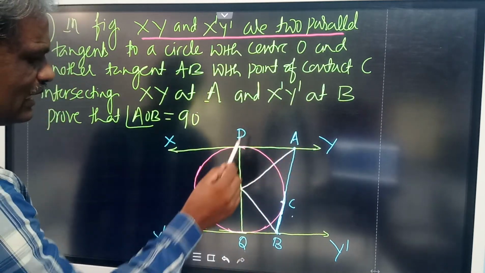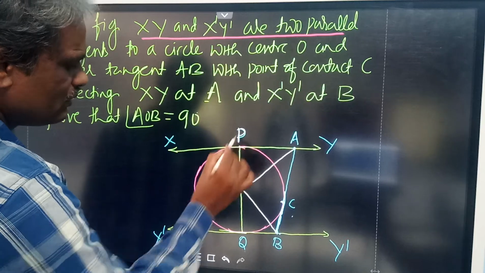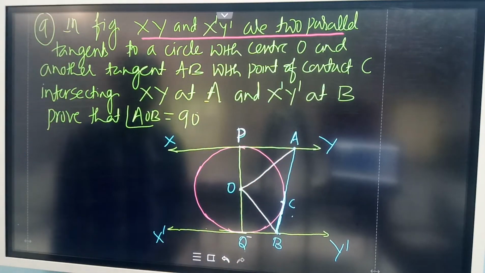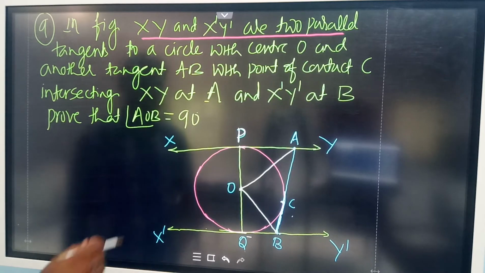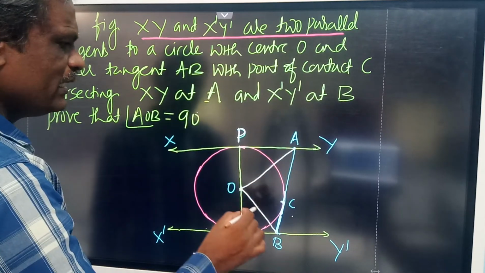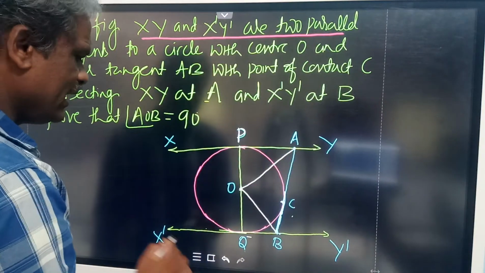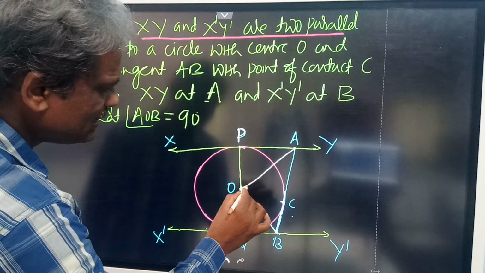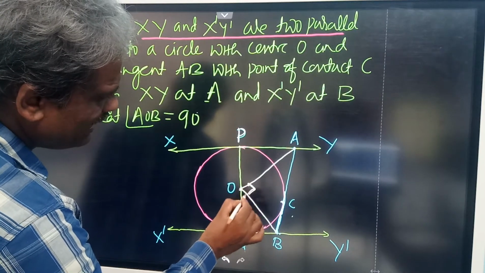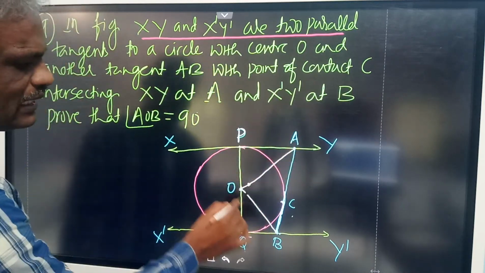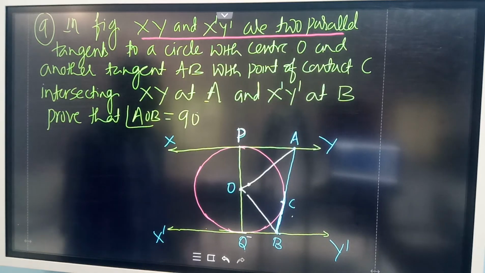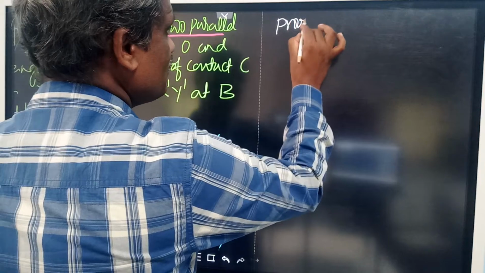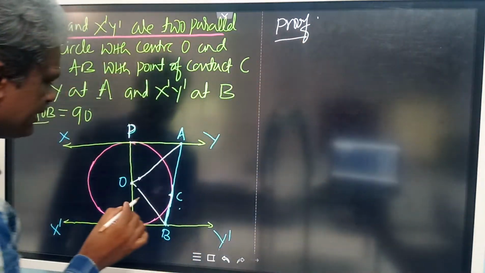So XY is tangent at P, and this is Q. The point of contact here is C. This AB tangent intersects XY at A and X dash Y dash at B. You have to prove that angle AOB is 90 degrees. So I have to show that angle AOB is equal to 90 degrees. To prove this, let us do some construction. What is that construction? You have to join OC.